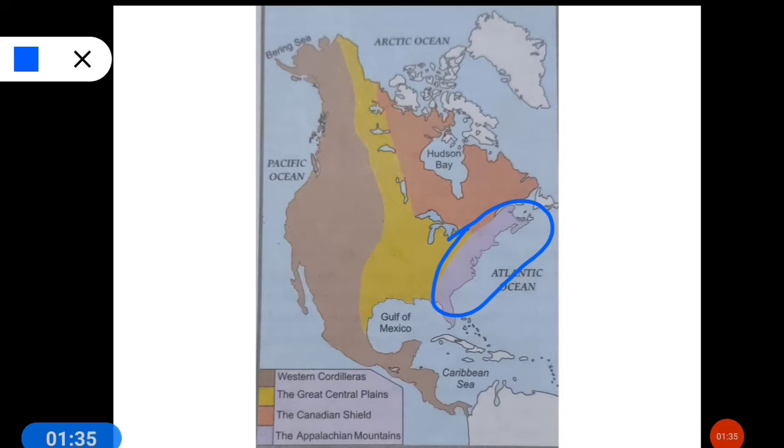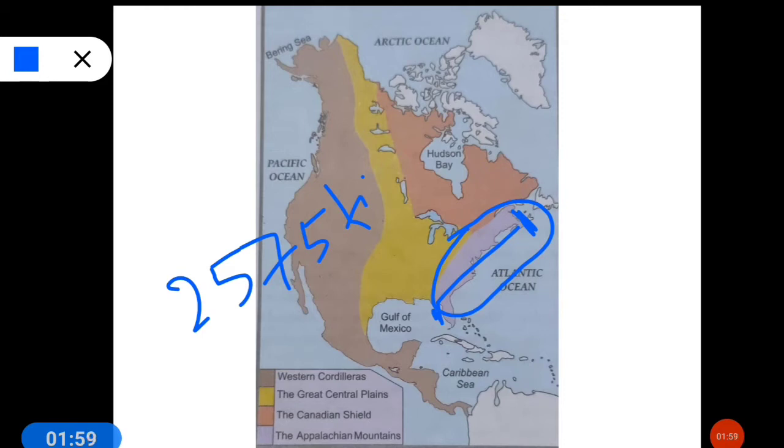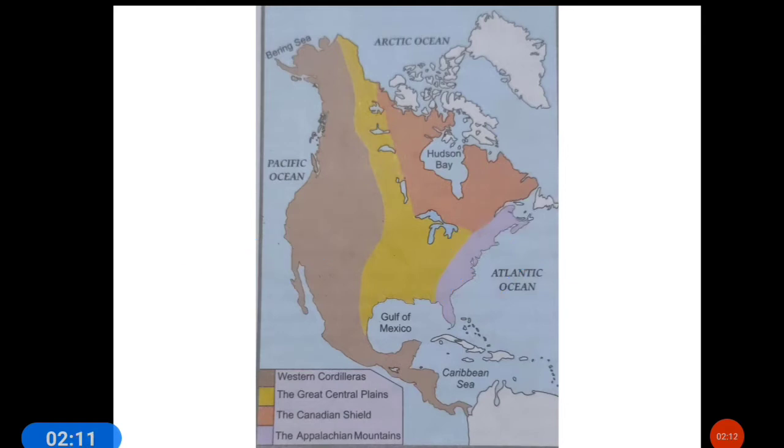Now this mountain is spread out over a length of 2,575 kilometers from north to south, and runs parallel to the eastern margin of North America. It starts from Newfoundland, somewhere here. From Newfoundland in the north, it stretches to Atlanta in the south. Atlanta is somewhere here.